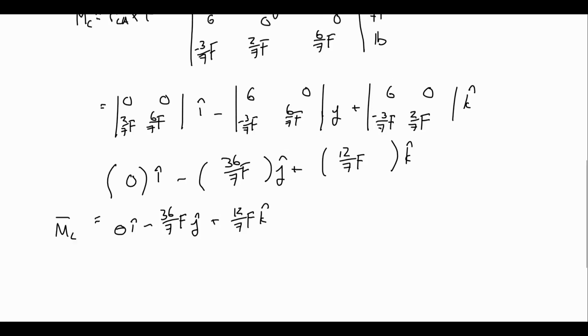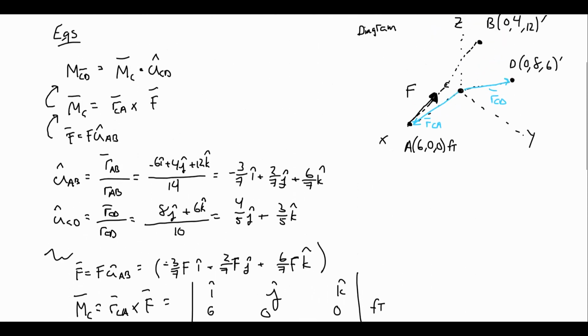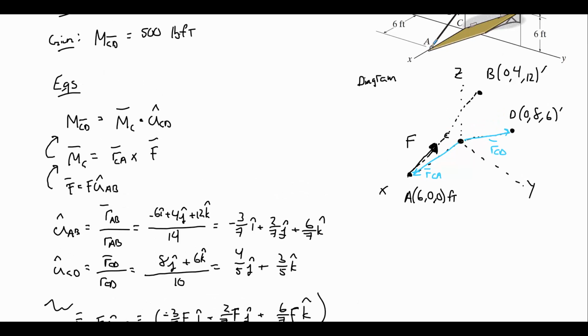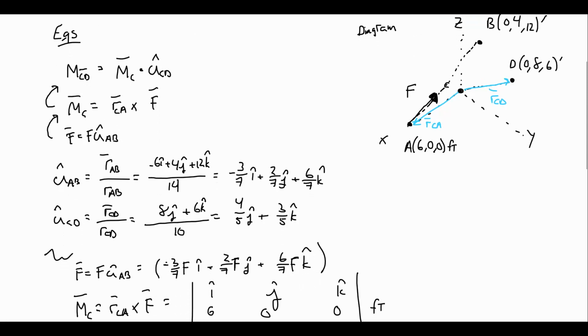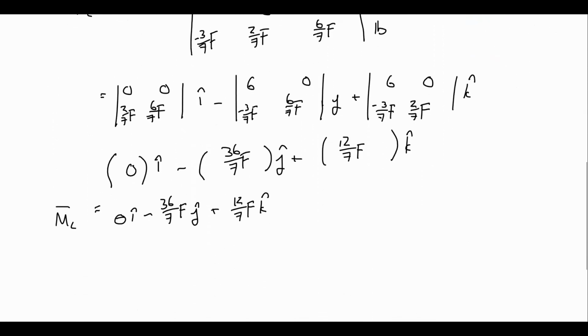Going back up to my plan here, why did I care about this? Now I can go to that last equation. I want the magnitude of the moment around axis CD. So I need to take the moment around C that I just found and now dot it with u hat CD. So the moment around axis CD is going to be M_C dot u hat CD.